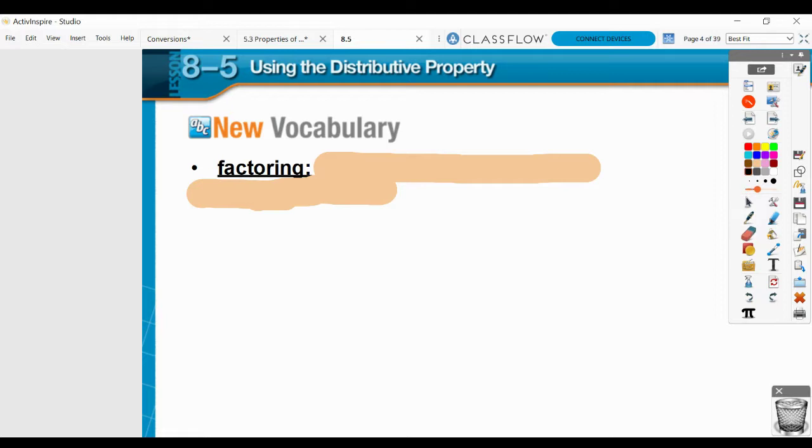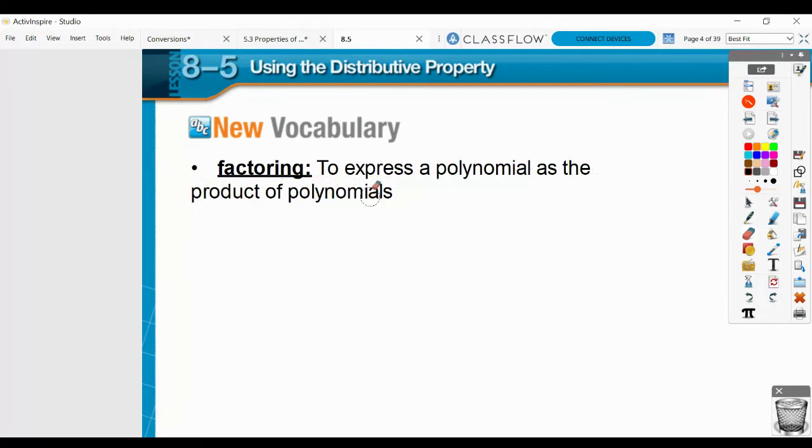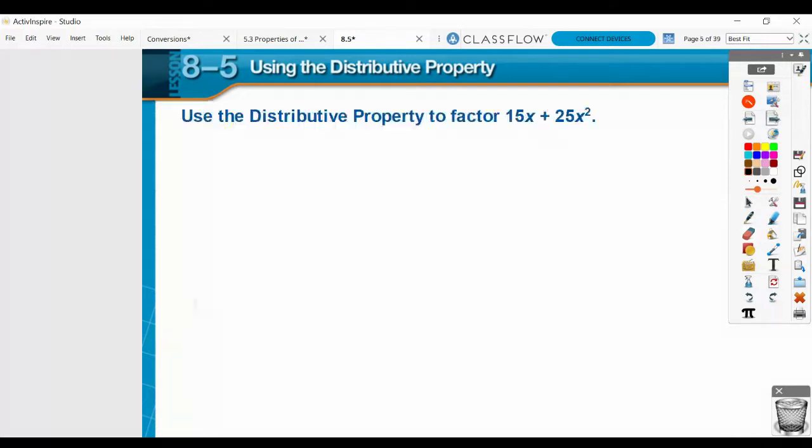So the first thing that you need to know is what is actually factoring. It is to express a polynomial as a product of polynomials. So basically we're going backwards from what we did previously in the sections. So we're going to be factoring out a GCF. So GCF is the greatest common factor.